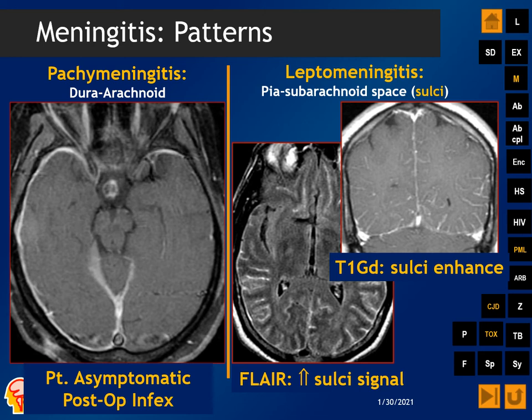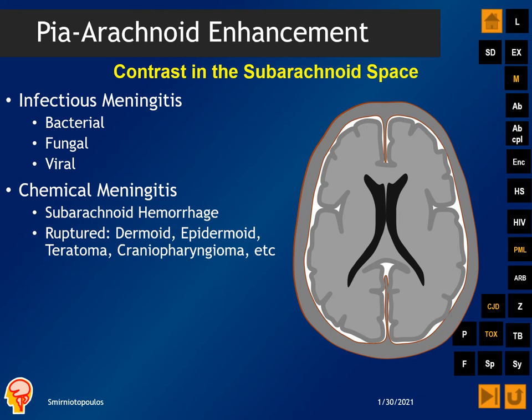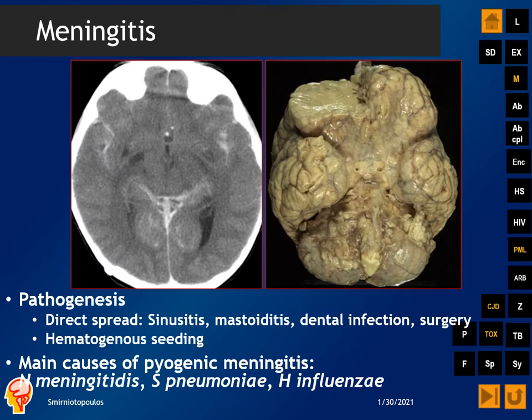So there are two different ways that we can identify the inflammation of the subarachnoid space: with contrast, and on FLAIR without giving contrast material. When we have contrast in the subarachnoid space, that's abnormal. Contrast normally doesn't leak into the subarachnoid space. It can be infectious meningitis, bacterial, fungal, or viral, but it can also be chemical meningitis that occurs after subarachnoid hemorrhage or from a ruptured dermoid, epidermoid, teratoma, or a craniopharyngioma. And again, we can have neoplastic meningitis with CSF dissemination.